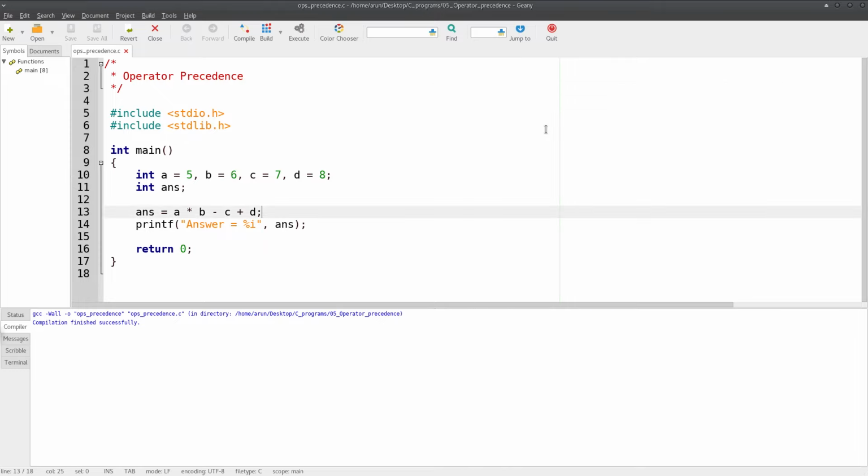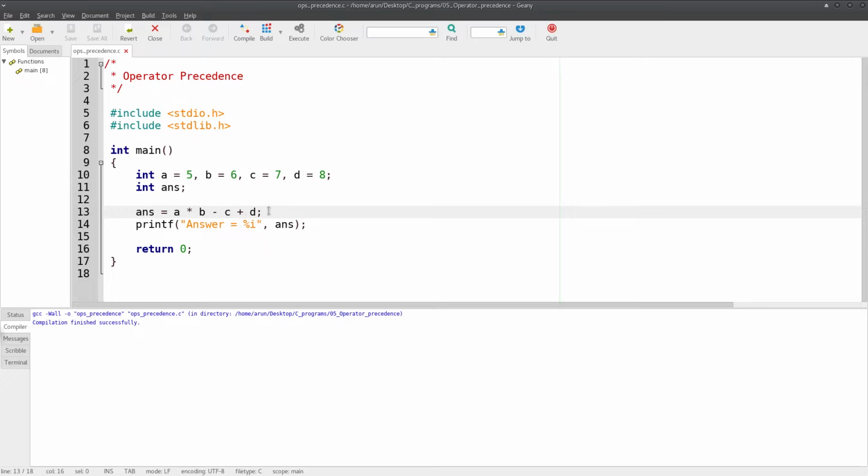Now let's see how it got that. Before we get this answer, let's look at how these operators behave with each other. That's something you have to look into a little closely. Now if you see, does this happen first or does this happen first? There can be multiple ways. One might say that a and b must be multiplied first, and then c will be subtracted from a star b, and then d will be added to it.